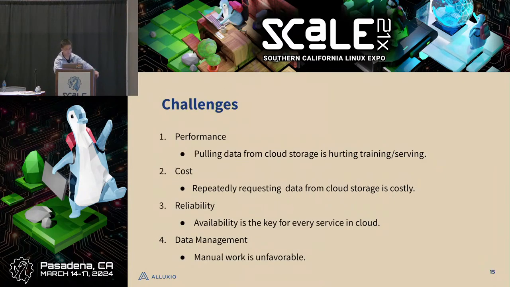So to sum up, there are a few challenges we see in accessing data in the cloud. The first is performance. Pulling data from cloud storage hurts both training and serving. Second is cost. Repeatedly requesting data from cloud storage is costly. Both metadata and data APIs cost money if we need to read them. The third is reliability, because availability is the key for every service in the cloud. And data management is another problem, where manual work is unfavorable.